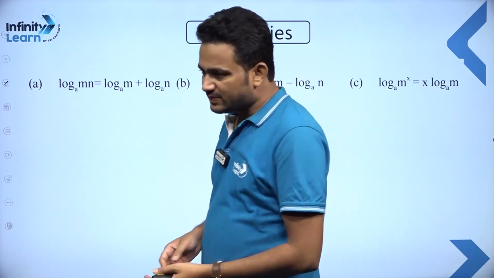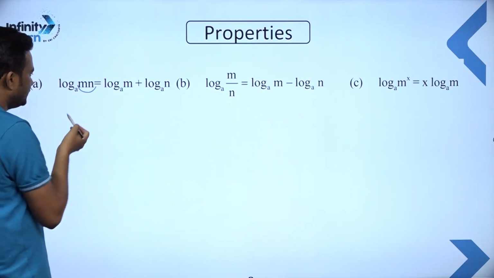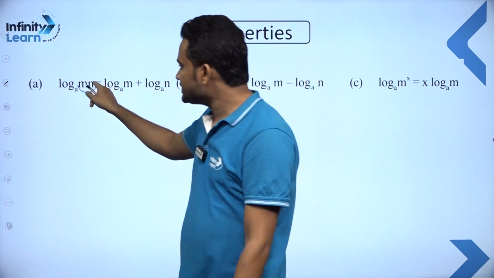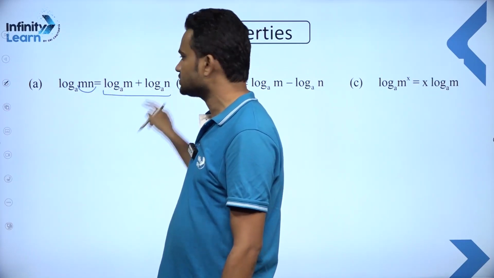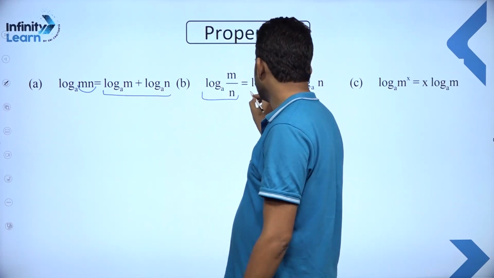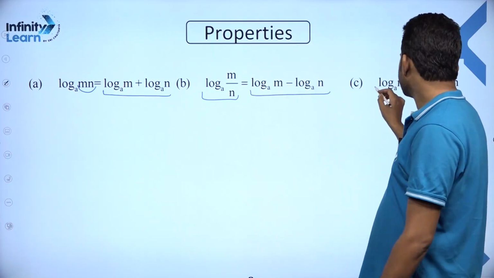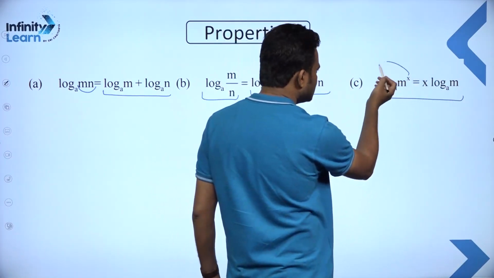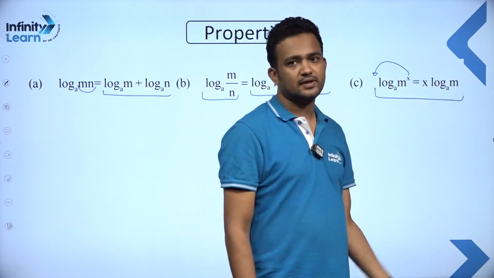Now some more properties. This is basically a formula, guys. Suppose we have multiplication of two numbers m into n and we take the log. For multiplication, we will simply break them like this, means log of m into n is log m plus log n for any base a. In the case of division, we will put a minus sign. And in the case of an exponent, we will make this exponent the coefficient part, so we will get x log m base a.